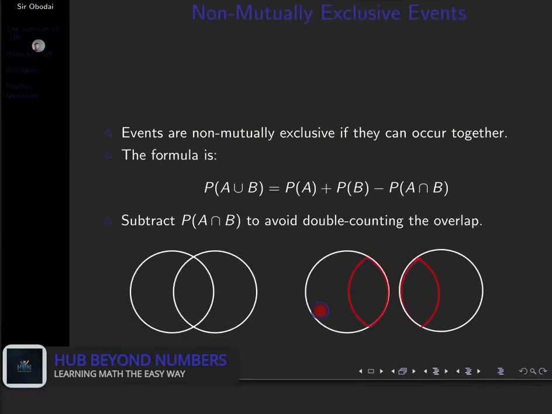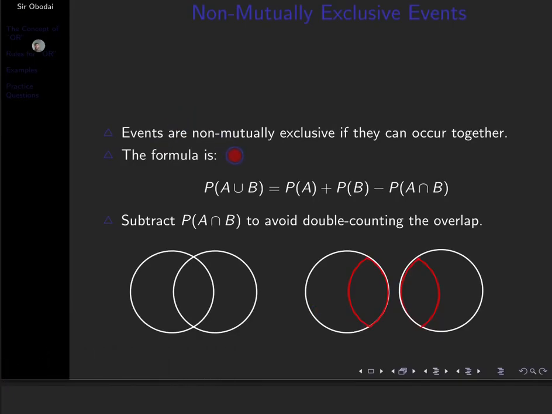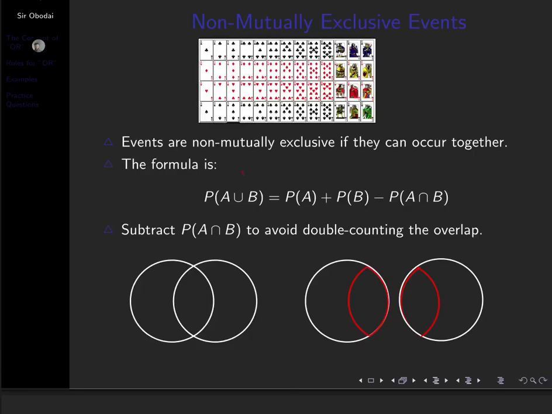So with that in mind, let's look at another one which is called non-mutually exclusive. Now, events are non-mutually exclusive if they can occur together. If they can do what? They can occur together. If you look at non-mutually exclusive events, what we mean here is the events are not mutually exclusive. Hence, they can occur together.